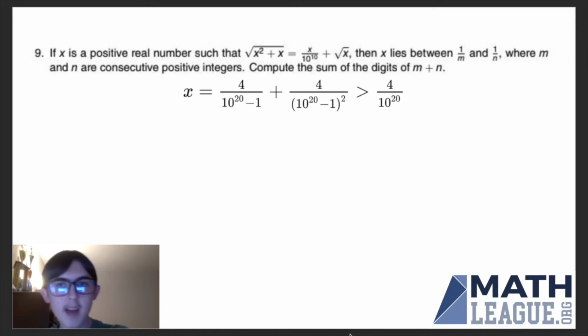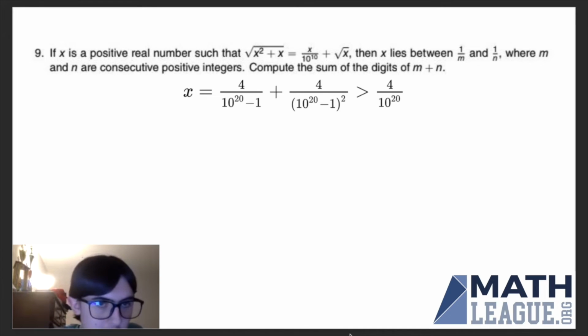So then it's not unreasonable to guess that m is 1/4 of 10 to the 20th, or 25 times 10 to the 18th, because we can bound this expression below by 4. We can say that the expression we have for x is more than 4 over 10 to the 20th. So now we need to check if 1 over 25 times 10 to the 18th minus 1 is more than x.